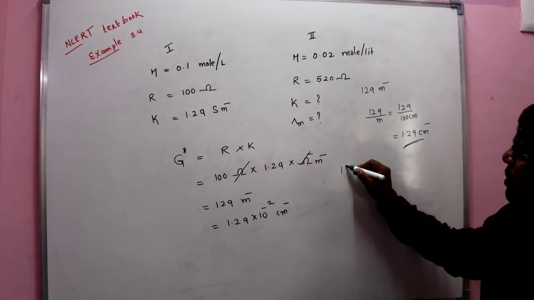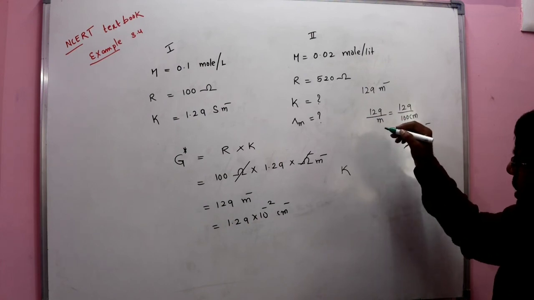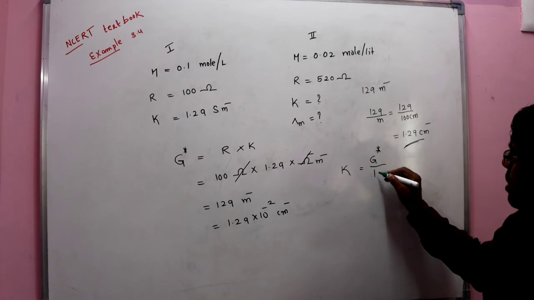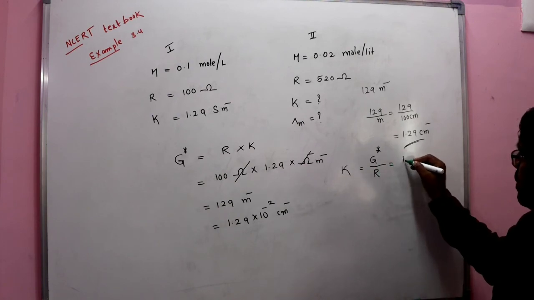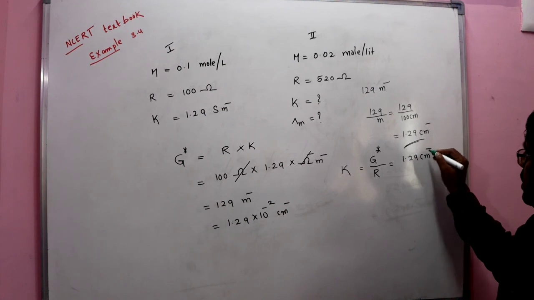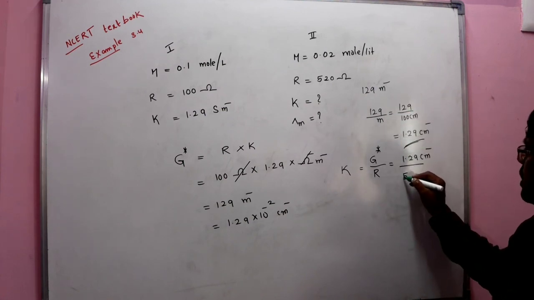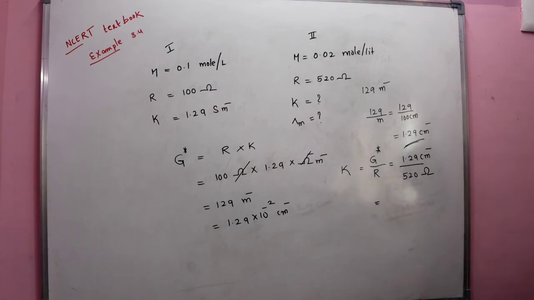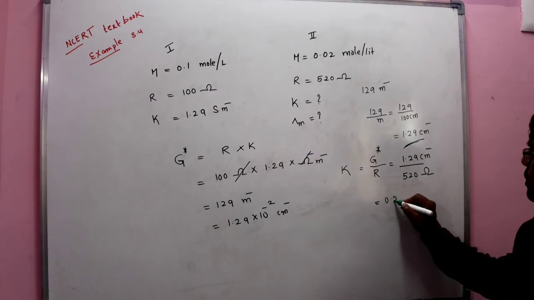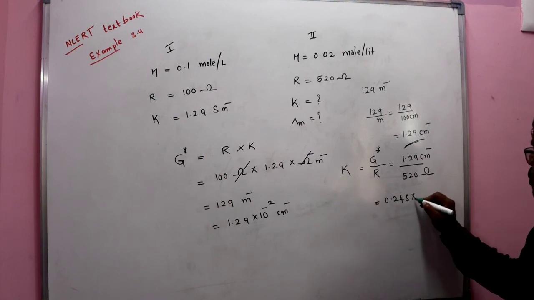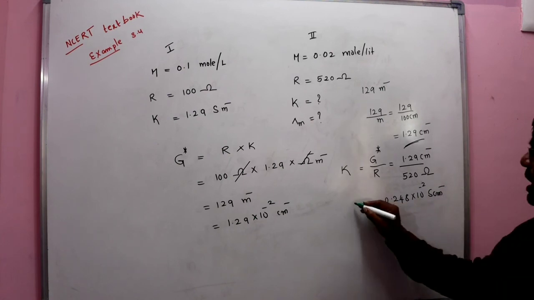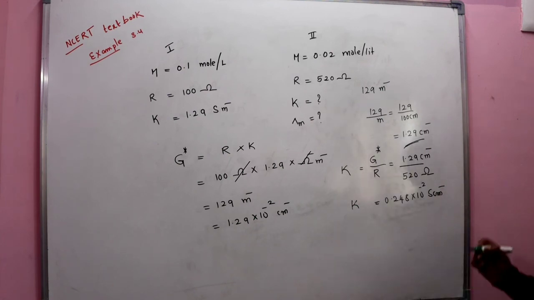Now K, how will we get it for the second condition? K is equal to G star by R. G star, how much is it? 1.29 centimeter inverse, and R is equal to how much? 520 ohms they gave. If we simplify this, how much will we get? 0.248 into 10 power minus 2 Siemens centimeter inverse. So that is the answer. Conductivity is over. Conductivity is 0.248 into 10 power minus 2.